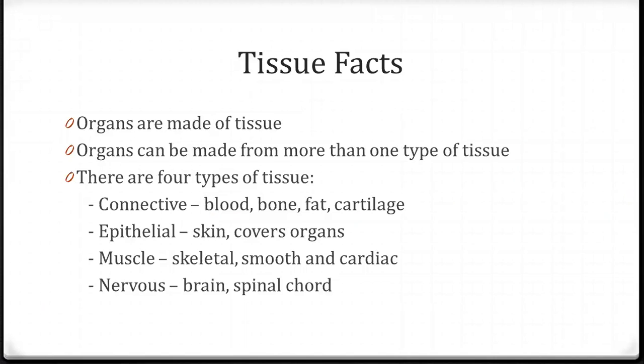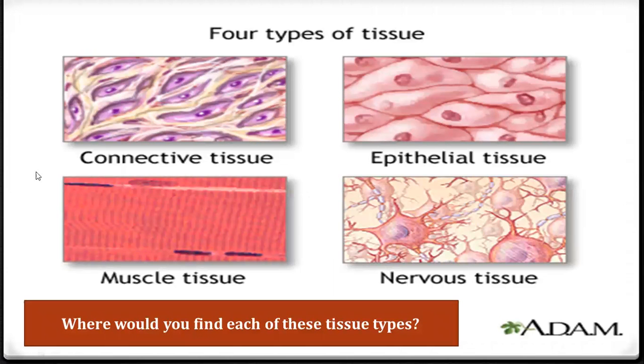Organs are made of tissue. Organs can be made from more than one type of tissue, and there's 4 types of tissue. You have connective tissue, which is blood, bone, fat, cartilage. Epithelial tissue, which is skin, it covers organs. Muscle tissue can be skeletal, smooth, or cardiac muscle. Nervous tissue can be brain or spinal cord. Okay, so here's a picture of the different types of tissue.